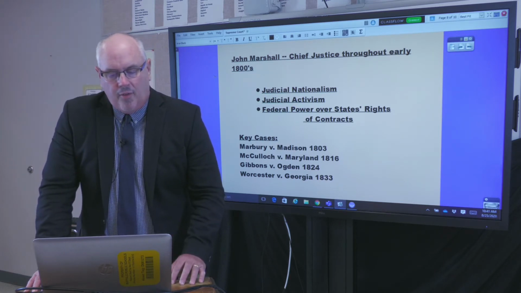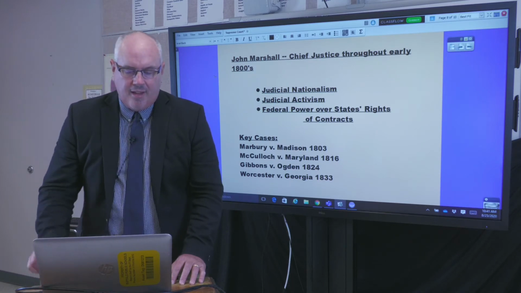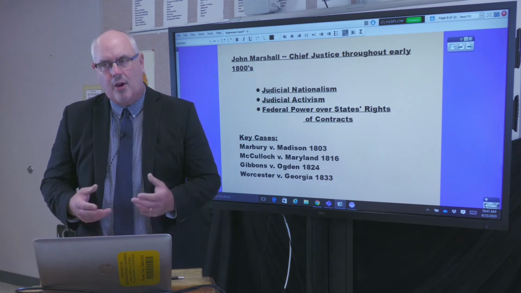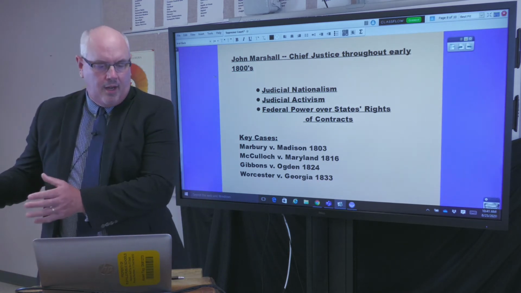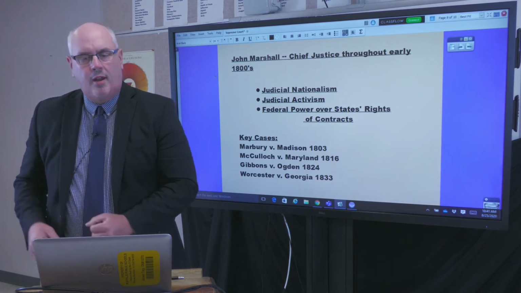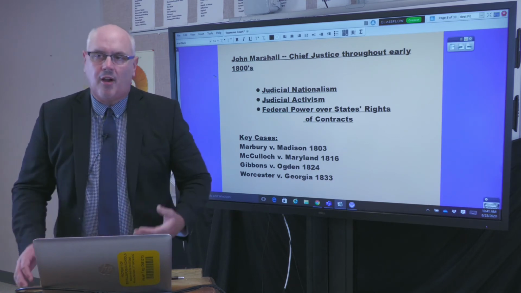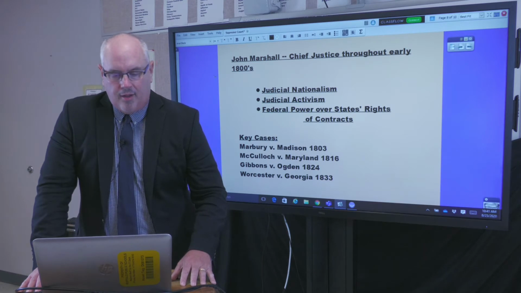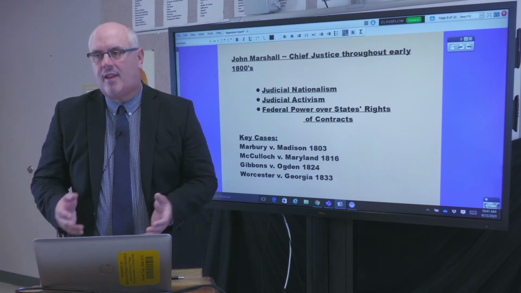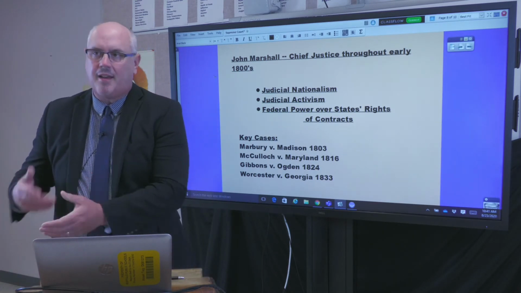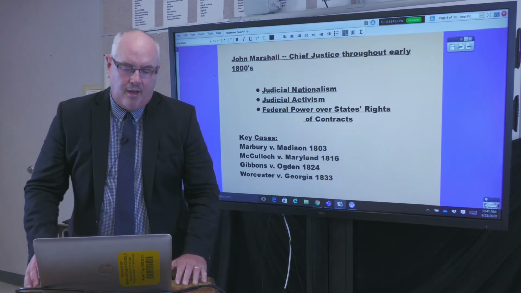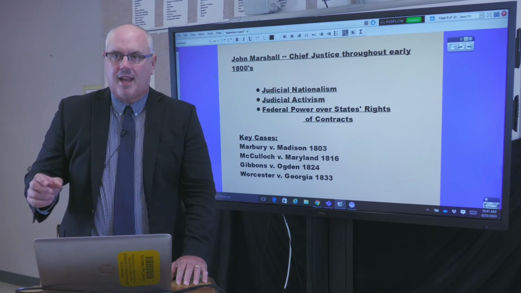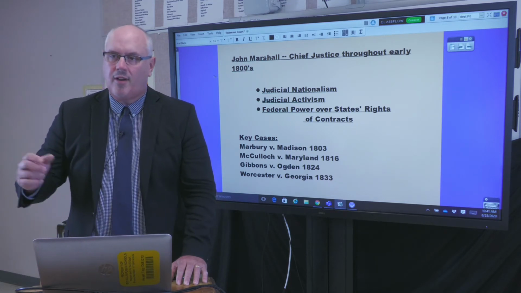And the first concept that I'd like you to look at is this concept called judicial nationalism. So one of the things that the Marshall Court, and also the Warren Court and even the Roberts Court today, are in many ways an expression of is something that is happening with respect to the context of the time. So the Marshall Court is throughout the early 1800s. The country at this time is a young republic, and it's starting to expand.